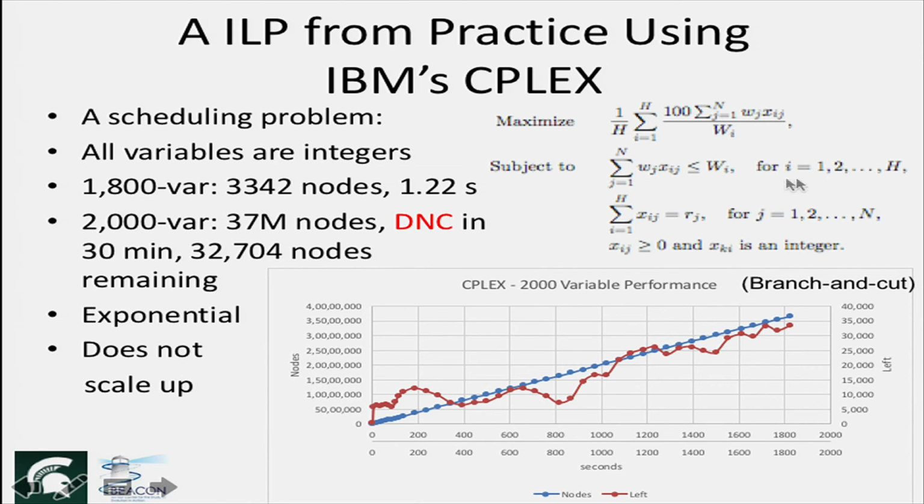There's one set of inequality constraints. There are many of them. They are inequalities, again linear. You see w times x. And there are equality constraints. That's also linear. Sum of x is linear. So everything is linear here. The only problem is every x should be an integer.